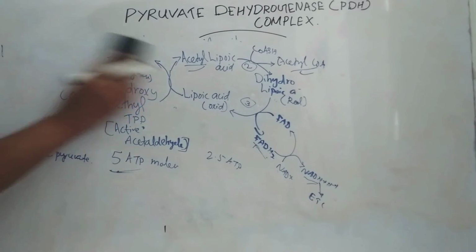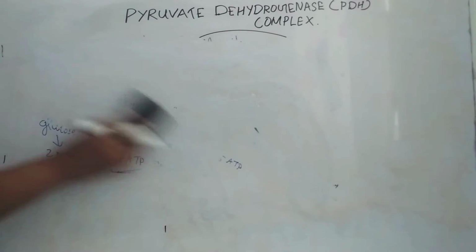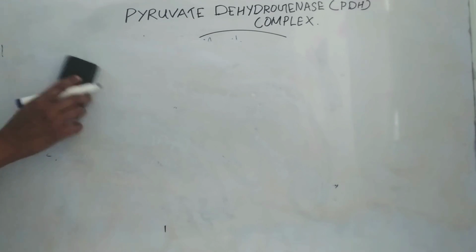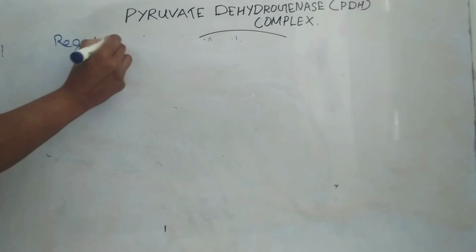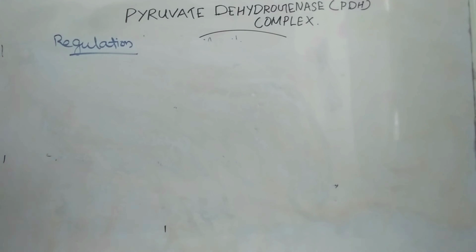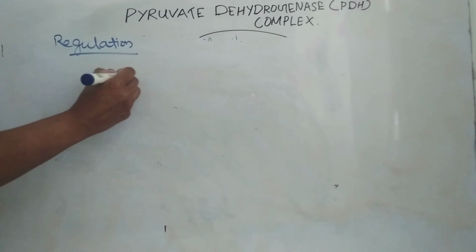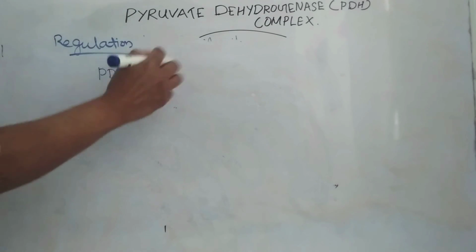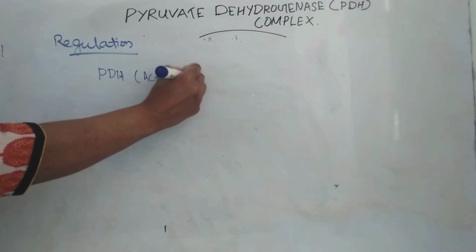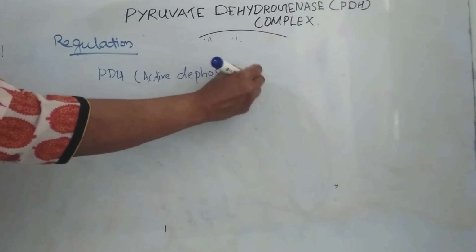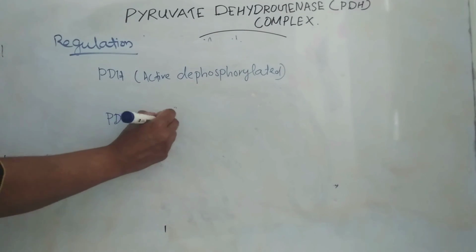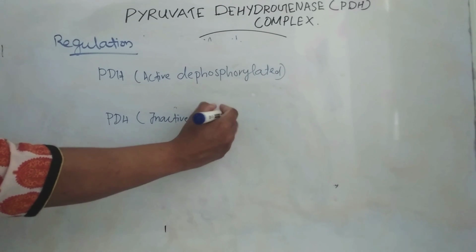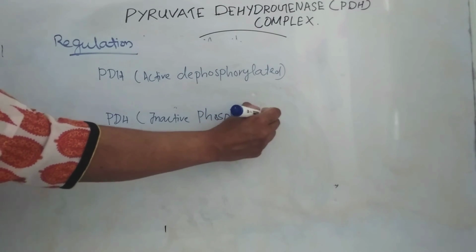So coming to the regulation of this pyruvate dehydrogenase complex, this PDH is active in the dephosphorylated state and it is inactive in the phosphorylated state.